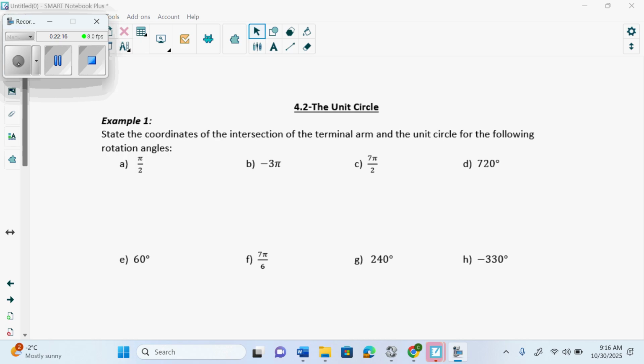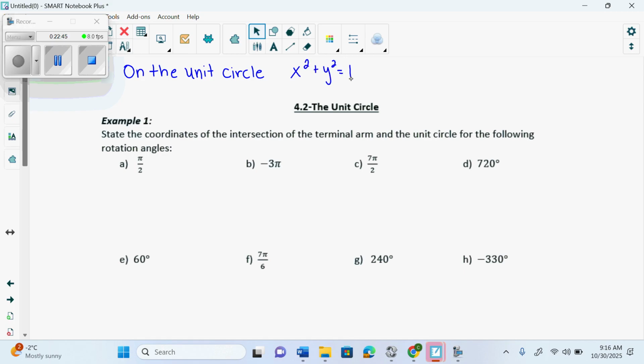So, if it says on the unit circle, that means we can do two things. Let's think about this. On the unit circle means two things. If it's on the unit circle, what is the equation of the unit circle? We just went over this. x squared plus y squared equals 1. So if something is on the unit circle, I know I can use x squared plus y squared equals 1. I know that's a true fact.